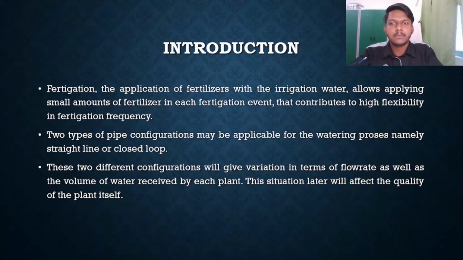Two types of pipe configuration may be applicable for the watering process, namely straight line or closed loop. These two different configurations will give variation in terms of flow rate as well as the volume of water received by each plant. The situation later will affect the quality of the plant itself.